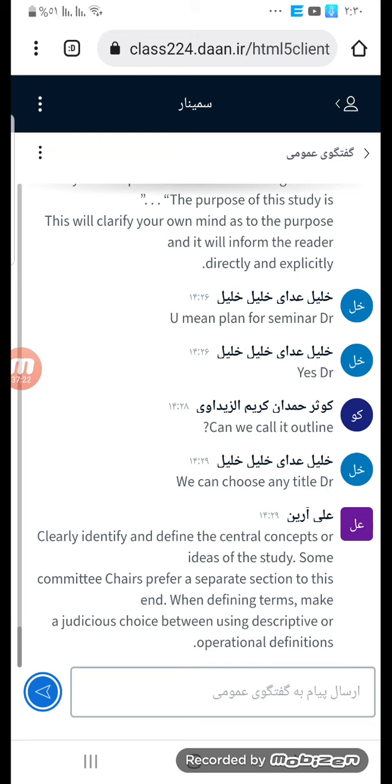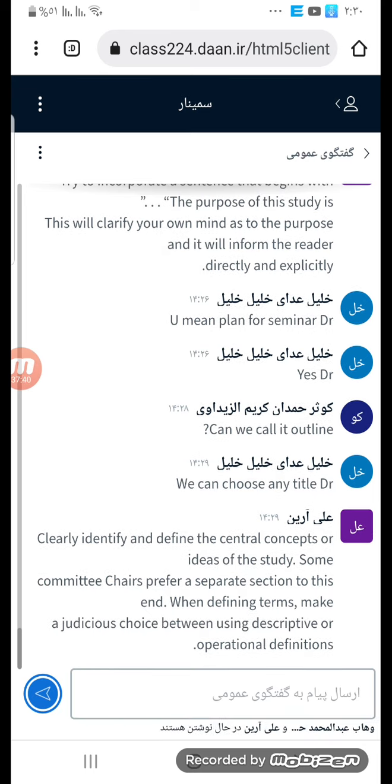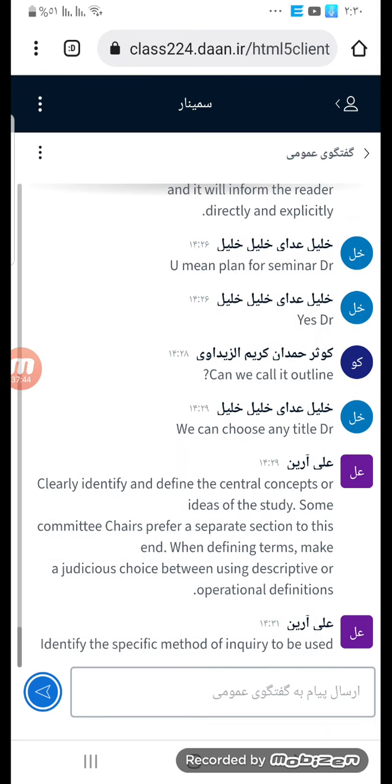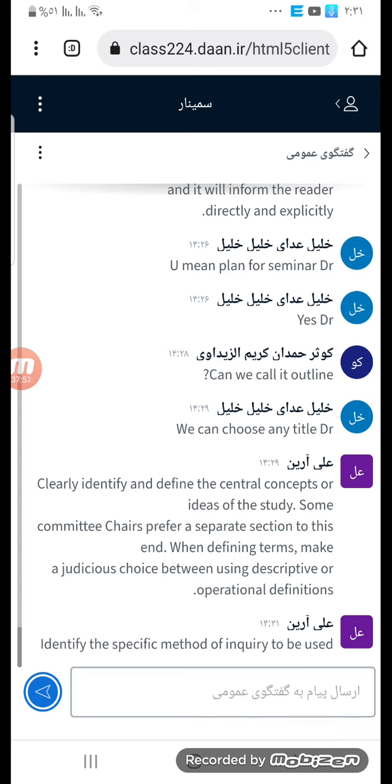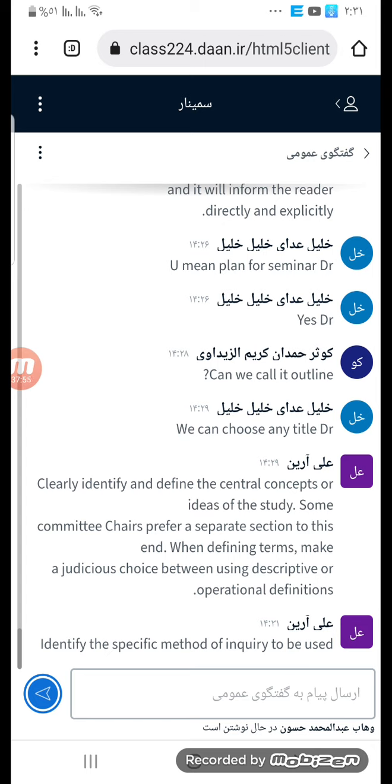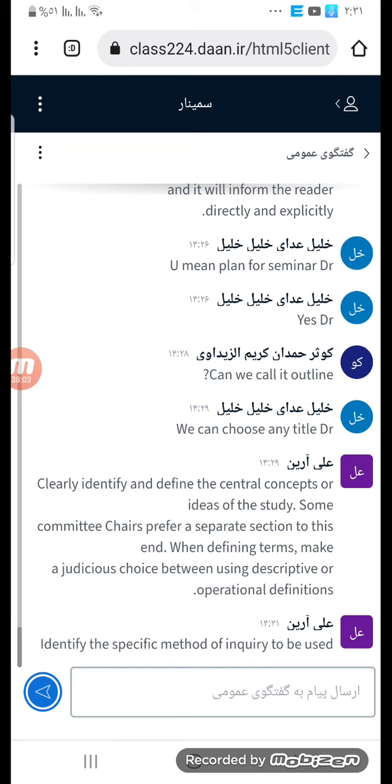The third key point is to identify the specific method of inquiry to be used. What does it mean? It means what methodology are you going to use for your study? Methodology means the way of doing your research. By what ways are you going to collect your data? By what ways are you going to analyze your data? Okay, this is the third key point for writing your purpose of the study.